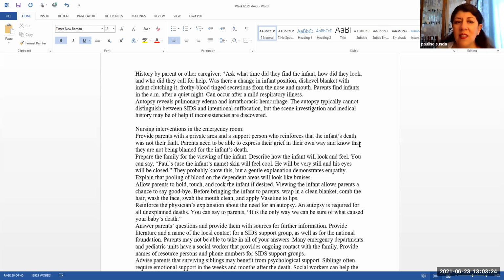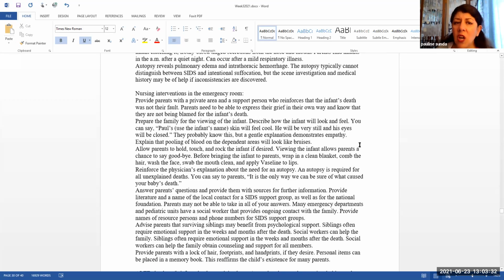Parents find infants in the morning, often after a quiet night. This can occur after a mild respiratory illness. Often the autopsy will reveal pulmonary edema and intrathoracic hemorrhage. The autopsy typically cannot distinguish between SIDS and intentional suffocation, but the scene investigation and medical history may be of help if inconsistencies are discovered.